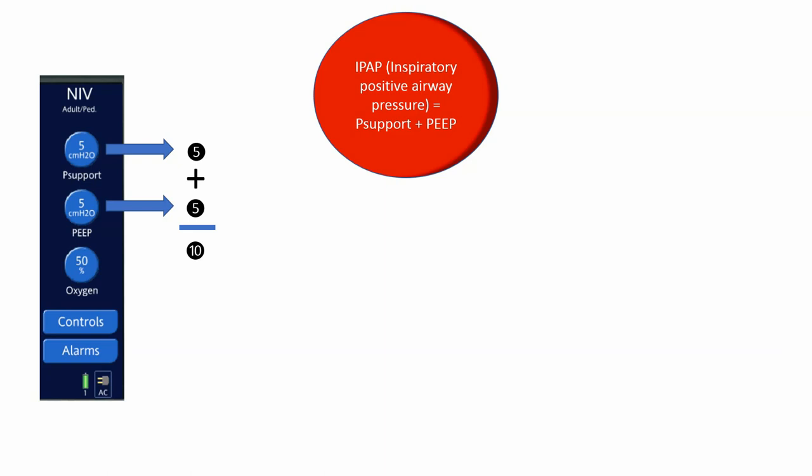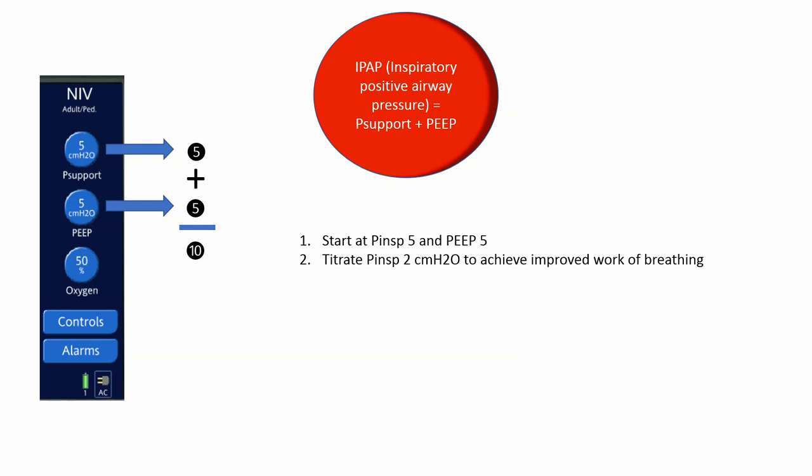So how do we adjust the settings for BiPAP? Well, we'll generally start at an inspiratory pressure of 5 and an expiratory pressure of 5 to give us 10 over 5, or 10 inspiratory and 5 expiratory. Then we'll titrate the inspiratory pressure in very small centimeters of water in intervals of 2 at a time to achieve improved work of breathing. So if they're on 5 of pressure support, we'll go up by 2 to 7 of pressure support. Then we titrate PEEP in small intervals of 2 to maintain an SpO2 greater than 92%.